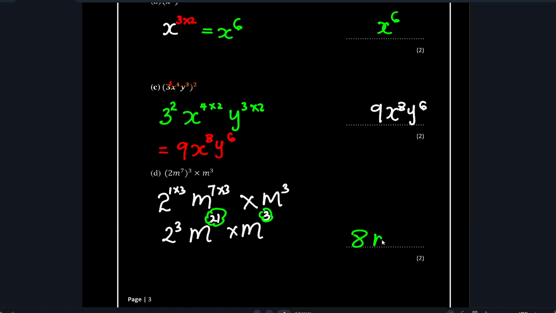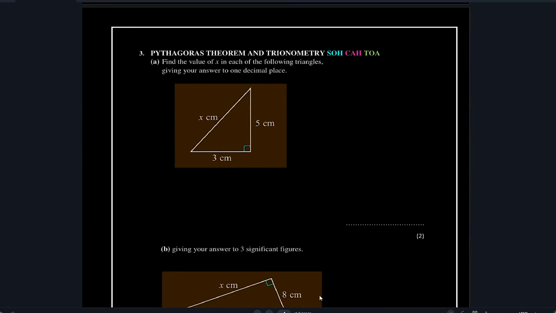2 is multiplied 3 times, but m to the power 21 times m to the power 3: when numbers or variables have the same base, like m and m, but the power is different, and they are multiplied, we are going to add the powers. So this is going to be 21 plus 3, and that's going to be 24, and that becomes our final answer.